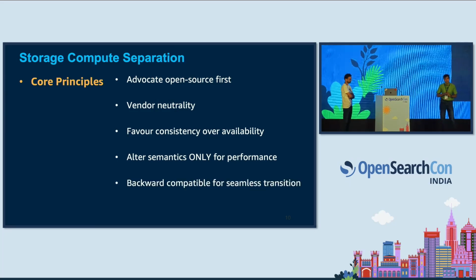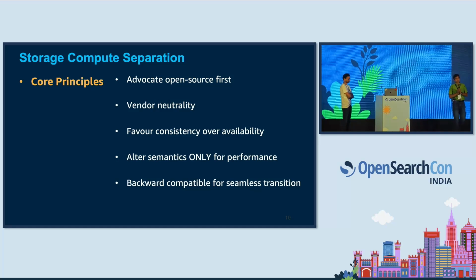Backward compatibility for seamless transition. This ensures that whoever is using the older architecture, if they move to the new one, it should be seamless. Their indexing and query should not change during the migration. It should be a seamless behavior.